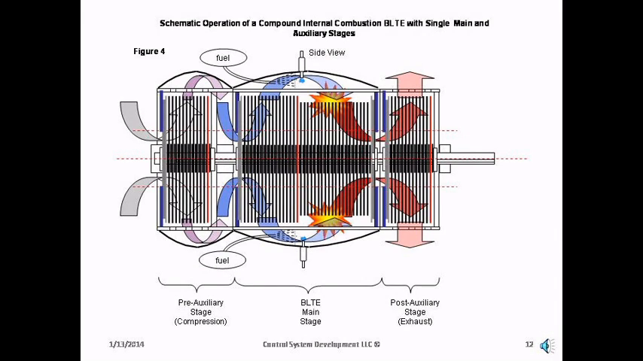This is a schematic of a modular or compound ICBLTE. It is not to scale, and it shows the auxiliary compression stage on the left, the main stage, and the auxiliary exhaust stage on the right. Again, this drawing emphasizes working fluid, or the path of least resistance flow through the engine. The modular design is flexible for changing application requirements.